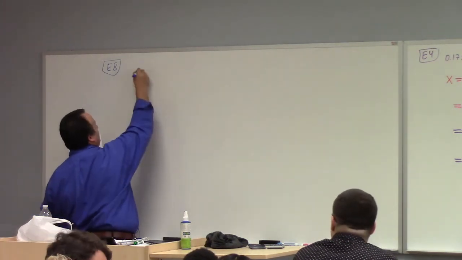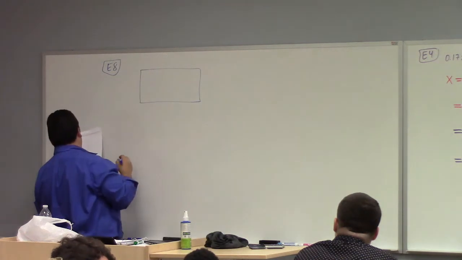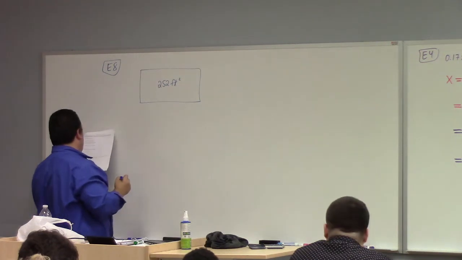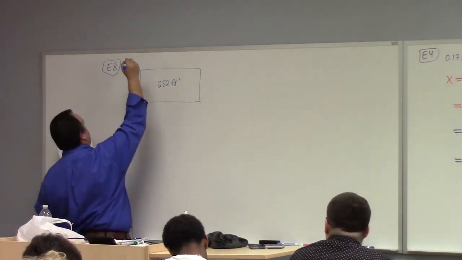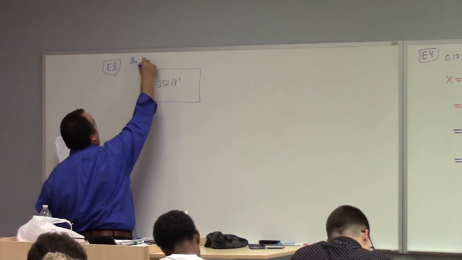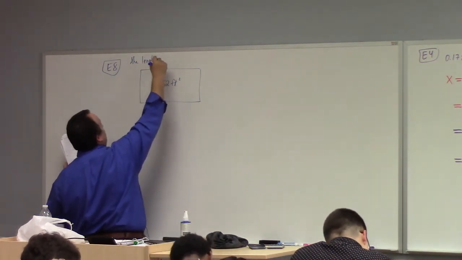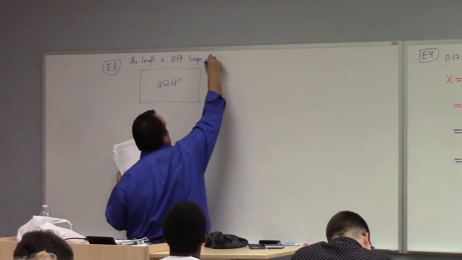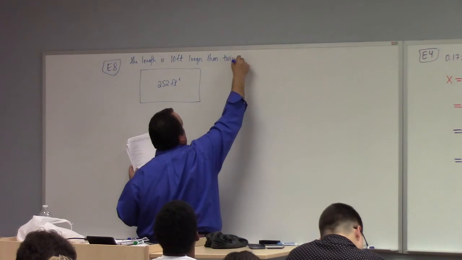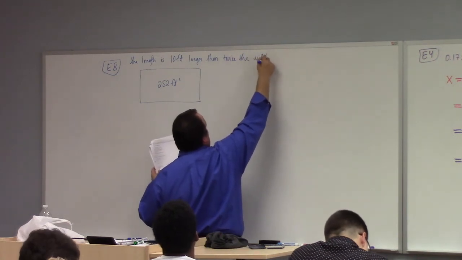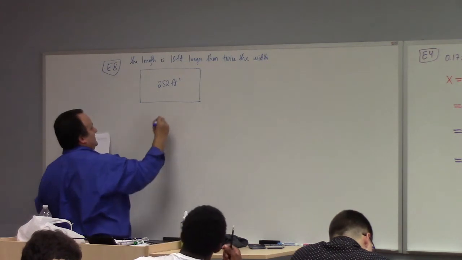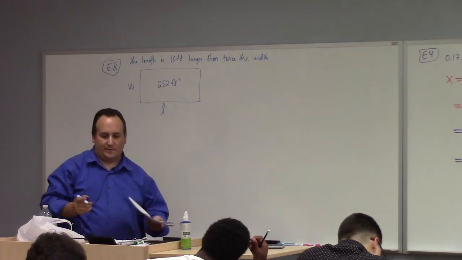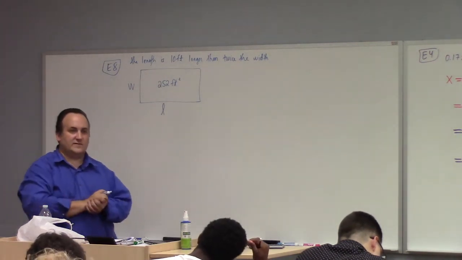You got a barn wall, all right? You're told that the area of the barn wall is 252 square feet, all right? You're also given this sentence. The length is 10 feet longer than twice the width. All right? So let's suppose this is the length and this is the width. The question is, what are the length and width? All right? How do you solve this?